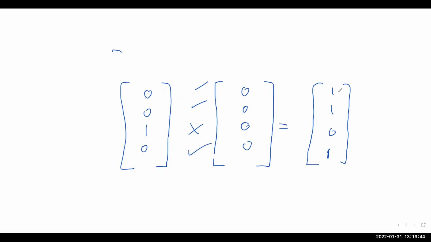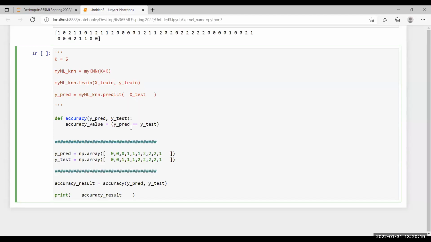What's great about this is I can now take a sum of these. The sum of this will be 3. But there are 4 places, so 3 divided by 4. The length of this is 4, but the sum of these is 3. That's what I'm going to be doing here with NumPy. So very easily, these two vectors will result in that.